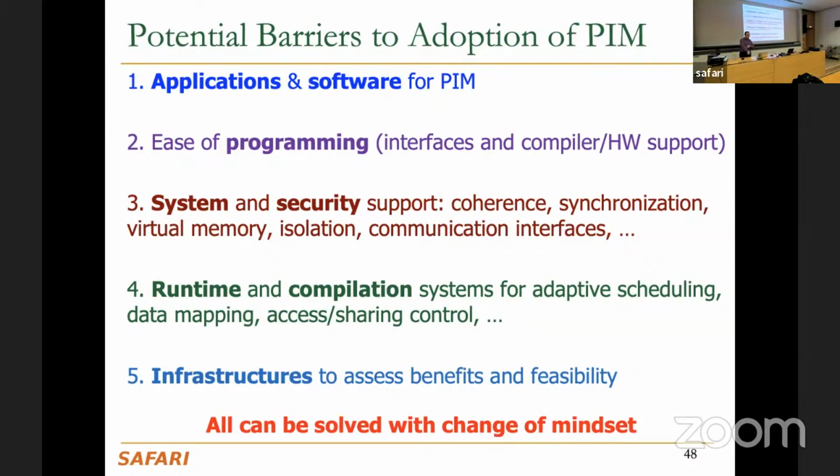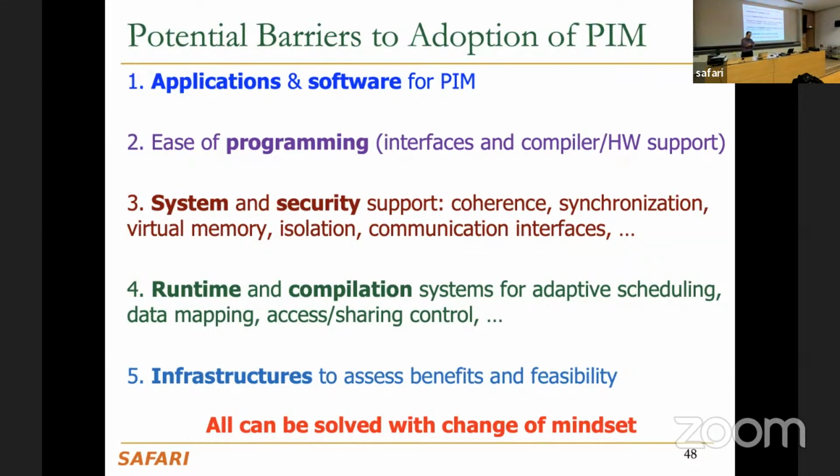System and security support is another important problem that we need to address: coherence, synchronization, virtual memory isolation, communication interfaces, and so on and so forth. Runtime and compilation systems for adaptive scheduling, data mapping, access and sharing control, as well as infrastructures to assess benefits and feasibility. All these things are potential barriers to adoption of PIM, as well as opportunities to do research and exciting work for the future.